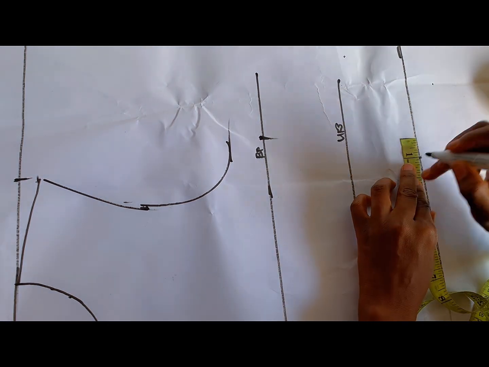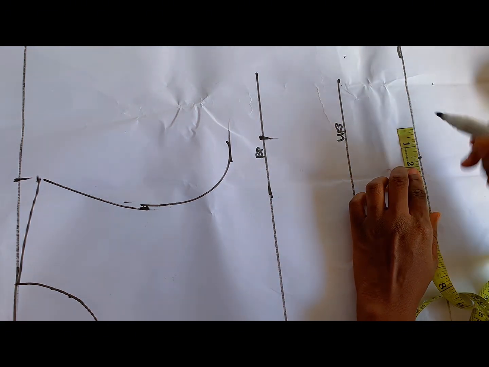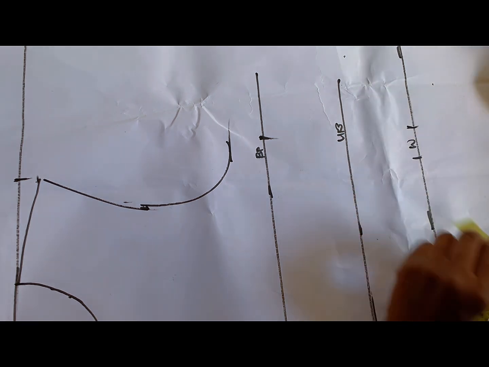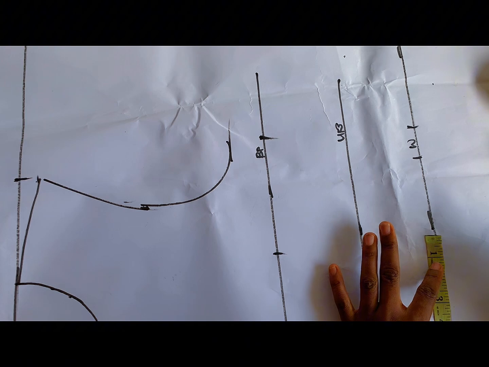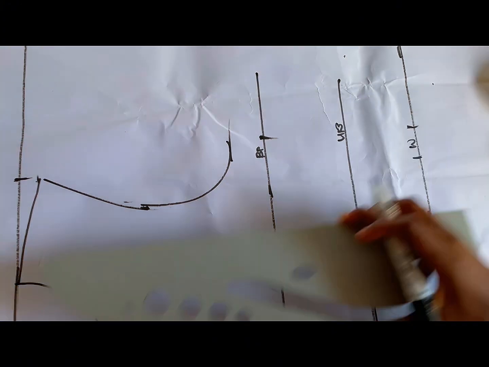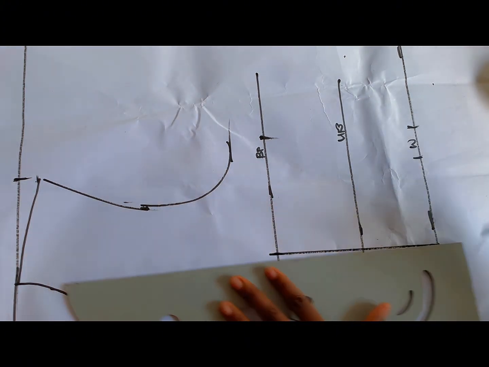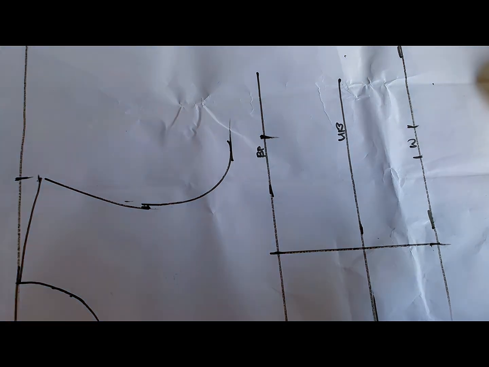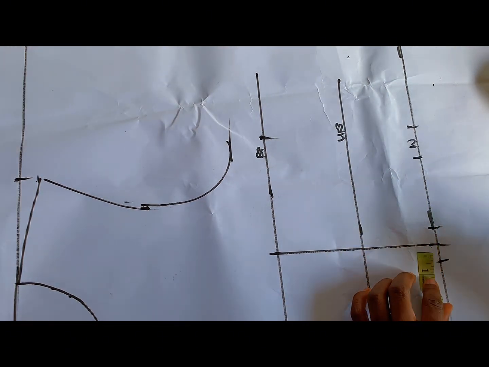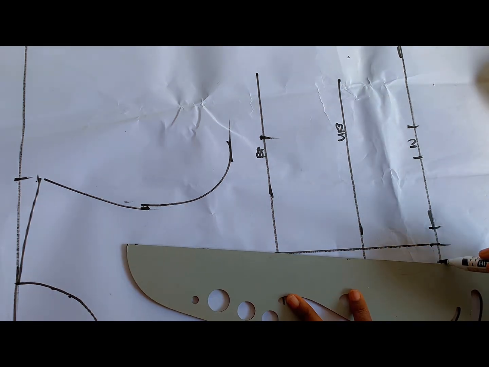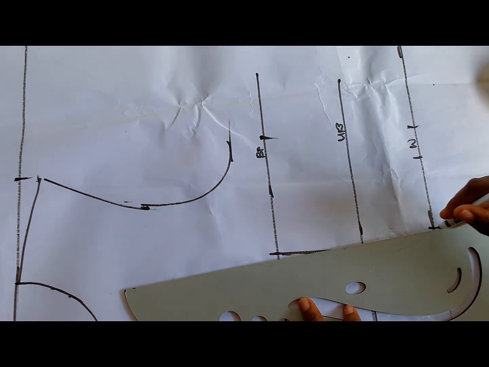Then I'm going to add my darts, which in this case I'm using 1.5. Then I'm going to put my nipple measurement or bust span measurement, depending on what you call it. Then indicate the line straight up. Then I'm just going to add my dart. In this case, I'm going to be using 3/4 because I added 1.5. I'm just going to connect it this way.